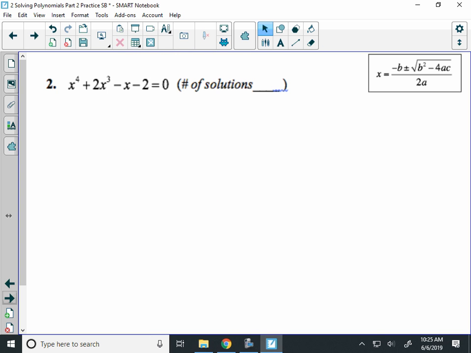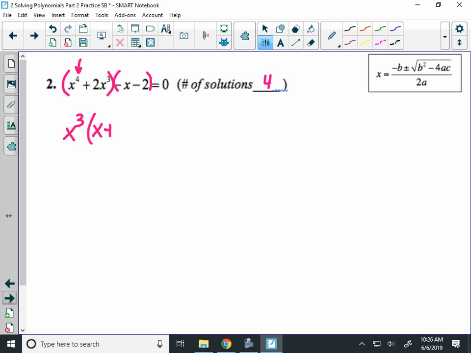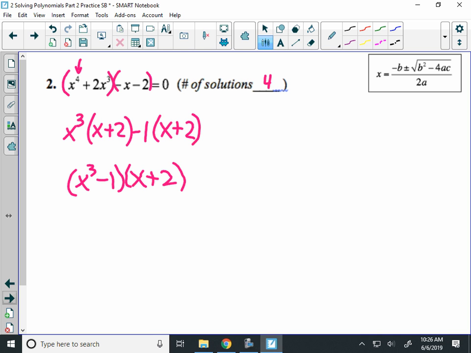All right, number 2, we have 4 terms. Degree is 4, so I'm going to have 4 solutions again. 4 terms means I can group. The GCF of the first group is x cubed times x plus 2, and the GCF of the next group is negative 1 times x plus 2. Now when I rewrite this, I'm going to have x cubed minus 1 times x plus 2.